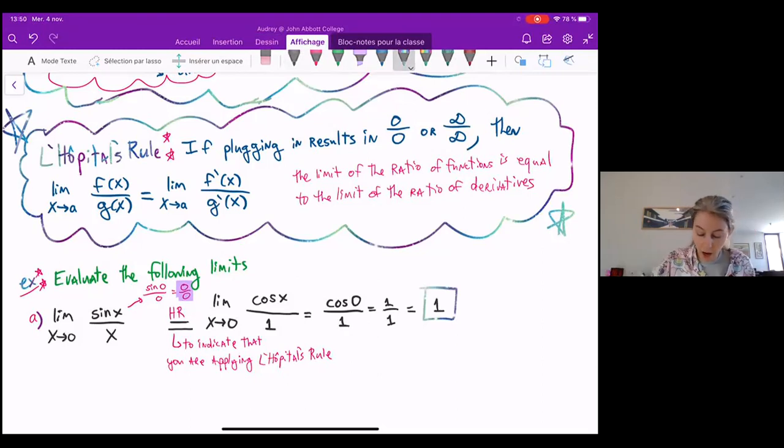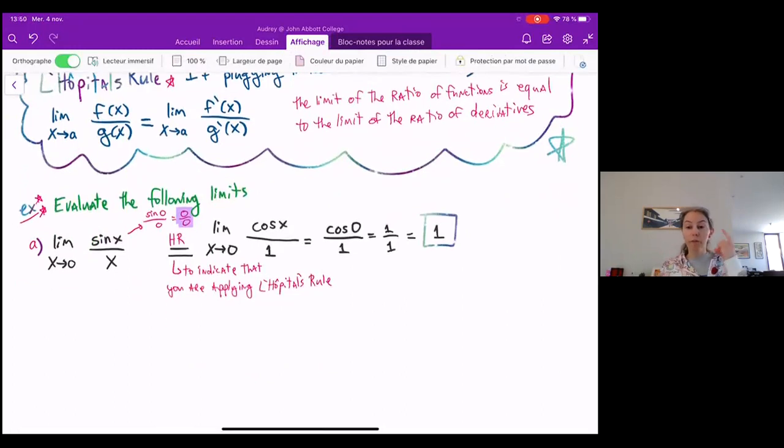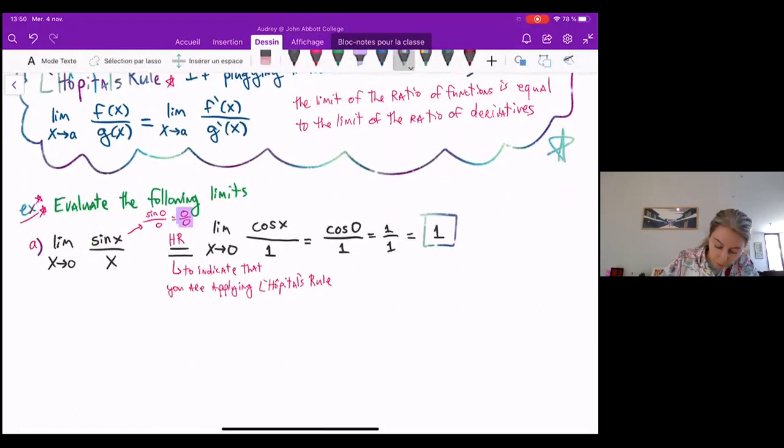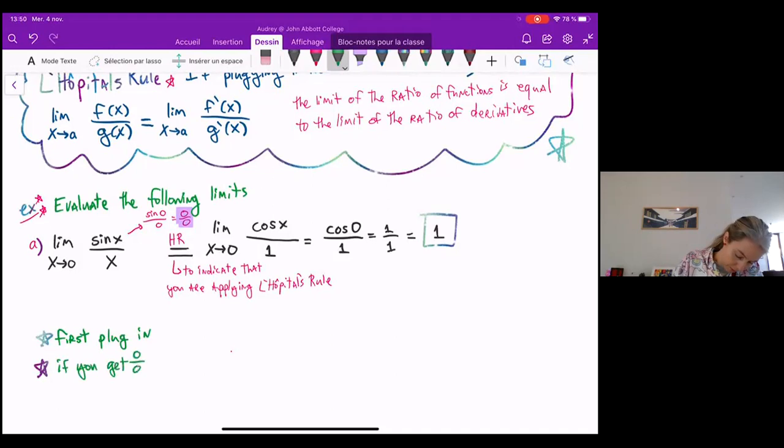And what did we do? First we plugged in. First plug in and see if you get 0 over 0 or infinity over infinity. If you get 0 over 0 or infinity over infinity, apply L'Hopital's rule, which we're going to be writing as HR from now on. So apply the rule.